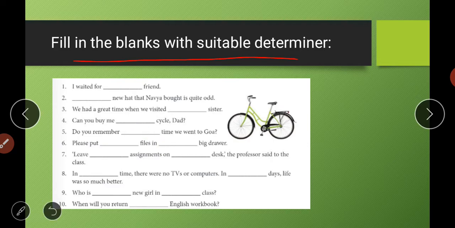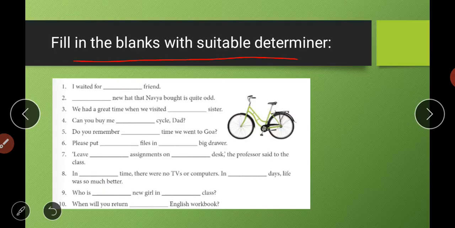Next is, please put dash files in dash big drawer. So please put "these" files will be the right answer, and "some" files can also be used. So both answers are correct. Please put these files, or please put some files in the big drawer.